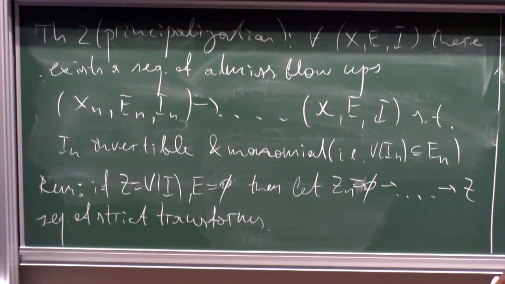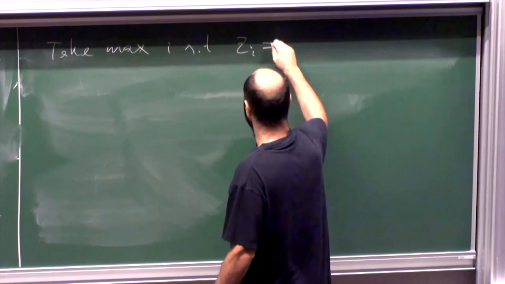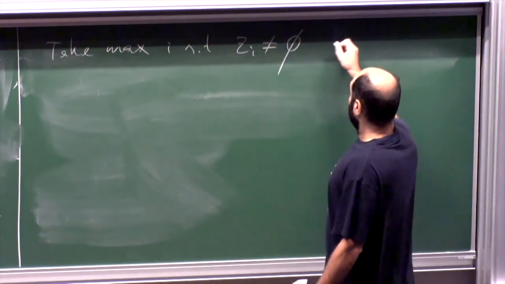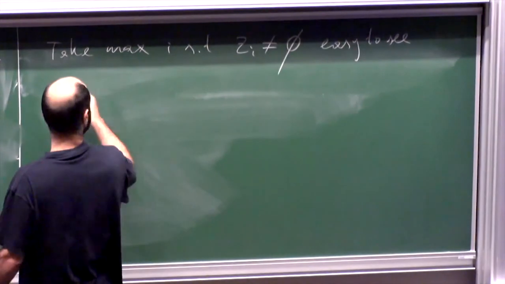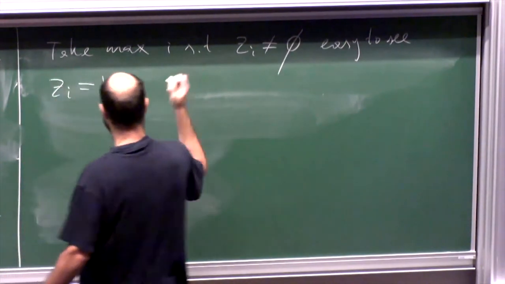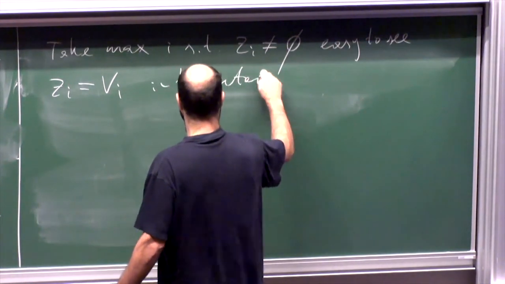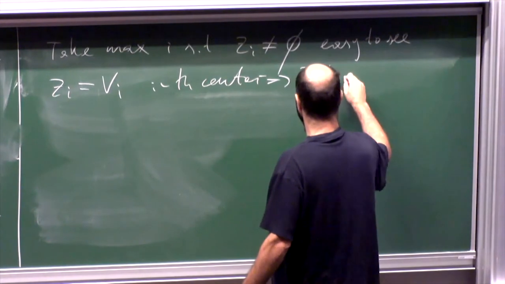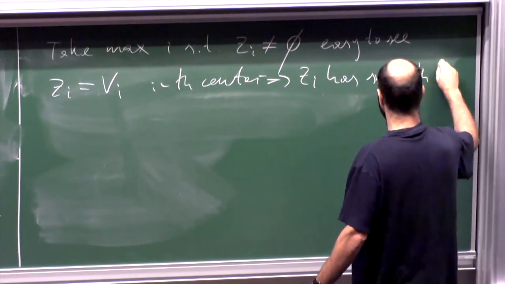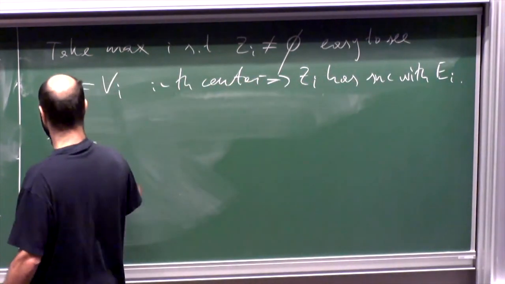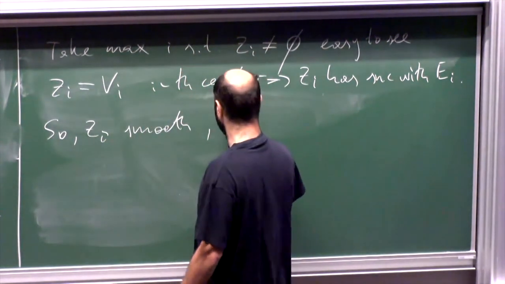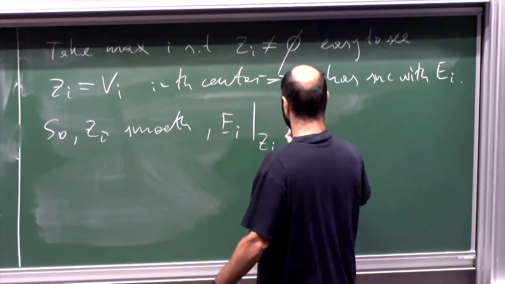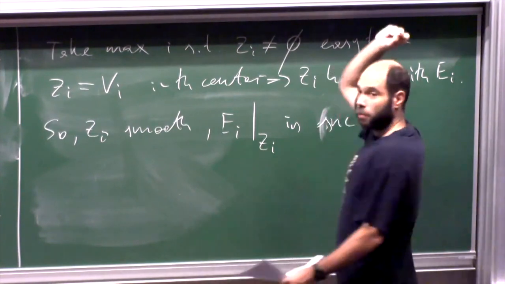And then take maximum i such that the Zi is not empty. Easy to see. I'll not go to detail, but it's really easy. But in such case, the Zi is just the i's center. And hence, the Zi has simple normal crossings with the Ei. And this implies that first of all, the Zi is smooth. But even more, it implies that the restriction of Ei into Zi is a simple normal crossing divisor.